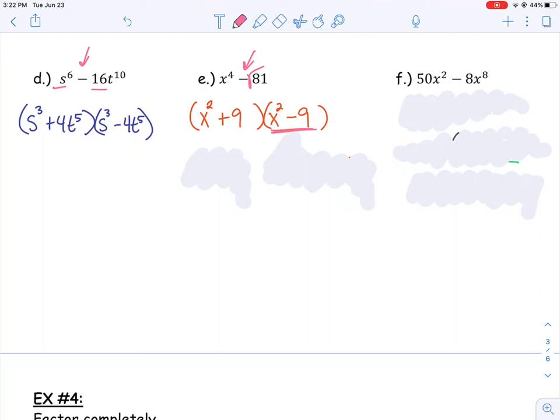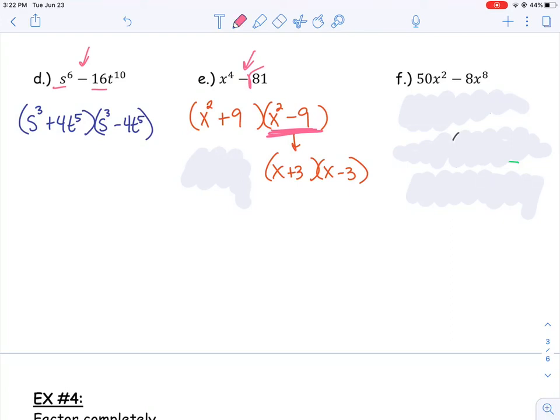I want you to look at this second binomial. Do you see how both of those are still perfect squares? Can I take the x squared and break it down? And can I take the 9 and break it down? So I should be able to factor more into an x plus 3 and an x minus 3, right? I want to factor all the way down as far as possible.